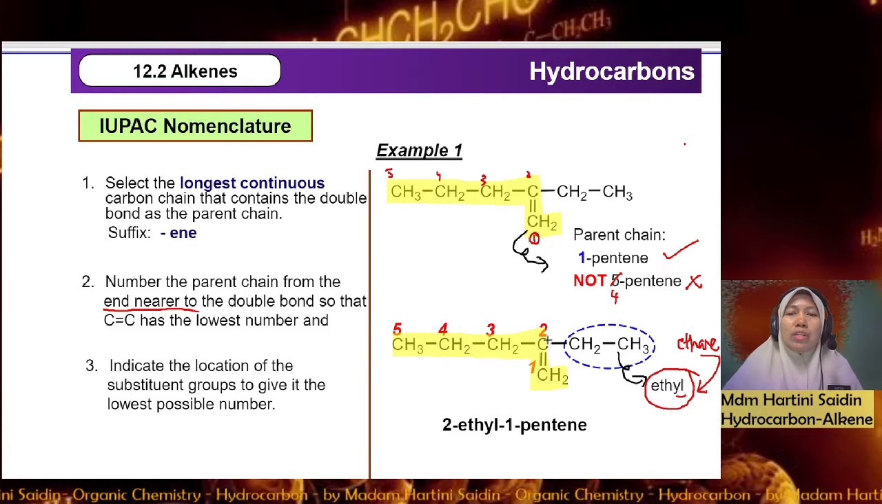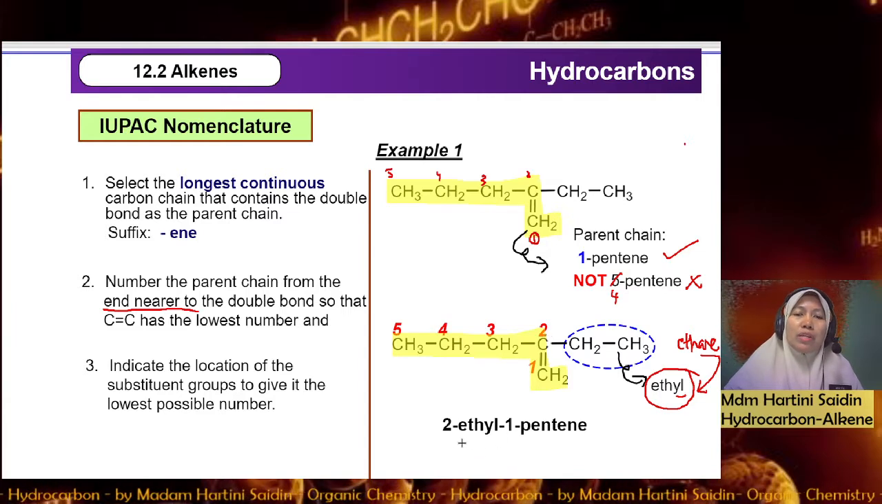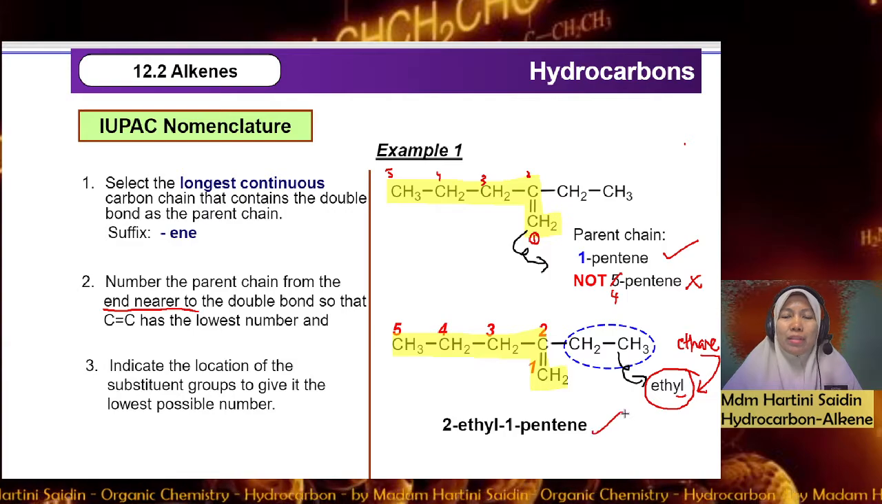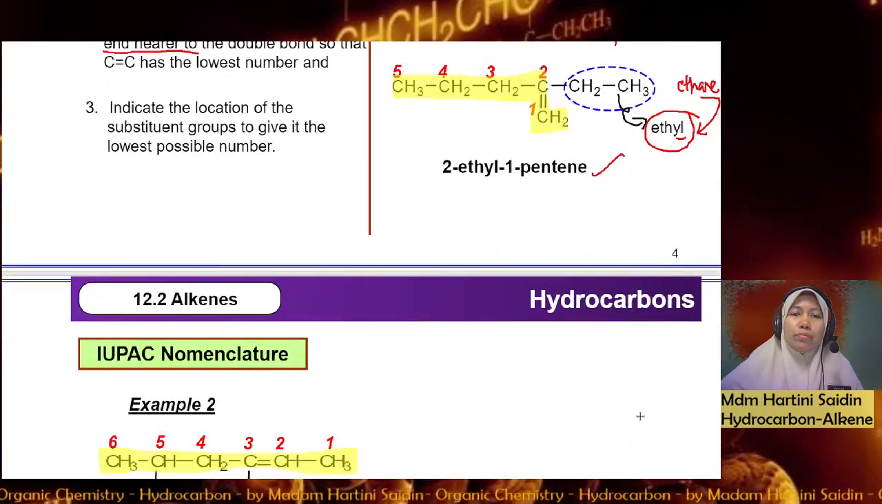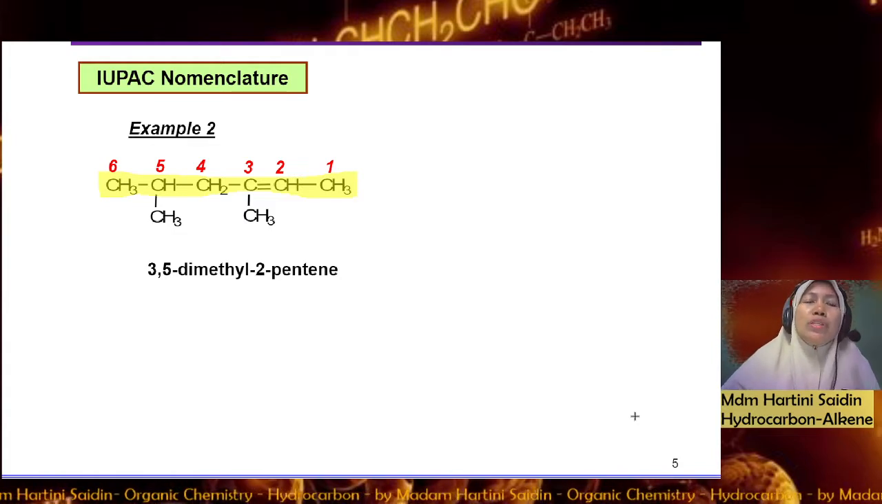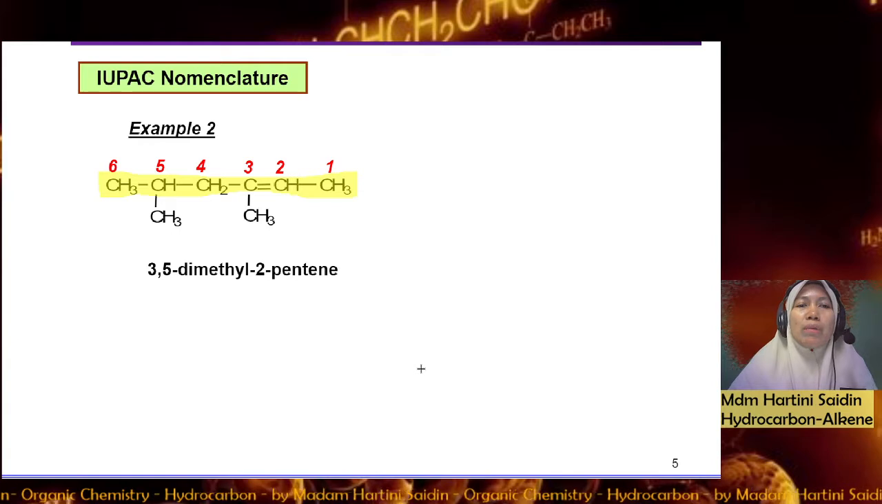So, dia akan jadi ethyl. Now, the position of the ethyl group at carbon number 2. So, the name for this structure is 2-ethyl-1-pentene. Okay, look at example number 2. Okay, example number 2. So, first, we choose the longest continuous carbon chain.